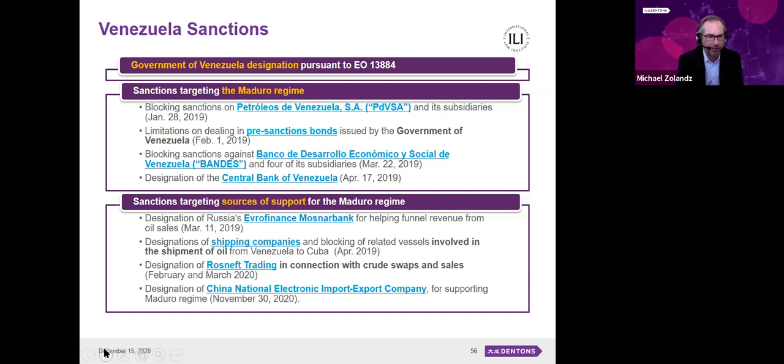And most recently, as mentioned in the China and Hong Kong section, the China National Electronic Import-Export Company, CNEIEC, was also designated for its activities in Venezuela specifically, but is, as noted, part of the broader strategy and foreign policy related to sanctions and export controls related to China. Next slide.